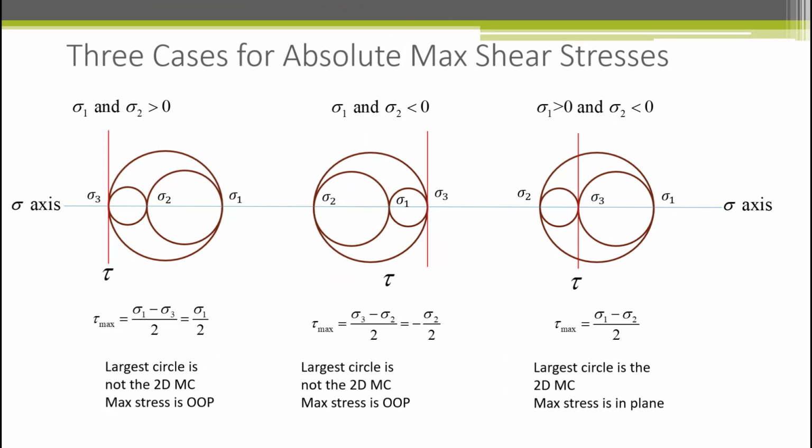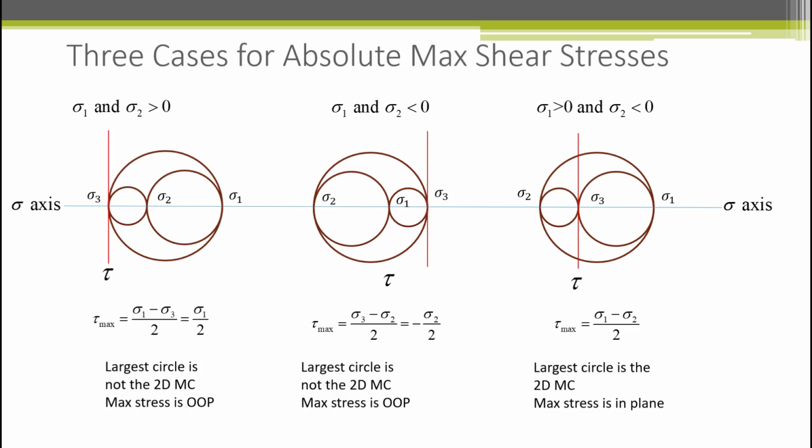After you do a lot of these 3D Mohr circles, you realize that there are three possible cases for the 3D Mohr circle. Two of these cases result in an absolute maximum shearing stress that occurs out of plane from the three normal planes. This occurs when the largest circle does not involve the 2D principal stresses sigma 1 and sigma 2 as in the left two diagrams.